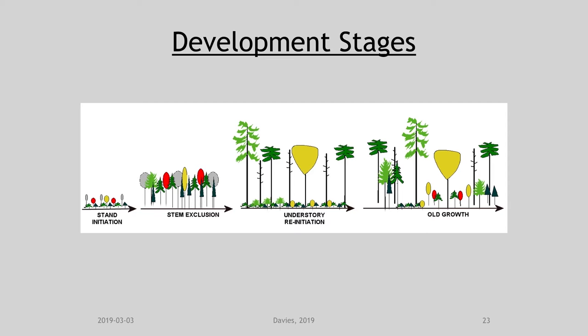Stem exclusion, the second stage in that sequence, begins when the trees actually form a closed canopy, and trees start organizing themselves into different crown classes and different canopy layers. Generally during stem exclusion, there's no space in the canopy for new recruitment. So mortality in the stem exclusion stage is primarily driven by differences in shade tolerance and competitive advantage. In general, dominant trees grow faster, suppressed trees grow slower and eventually die.